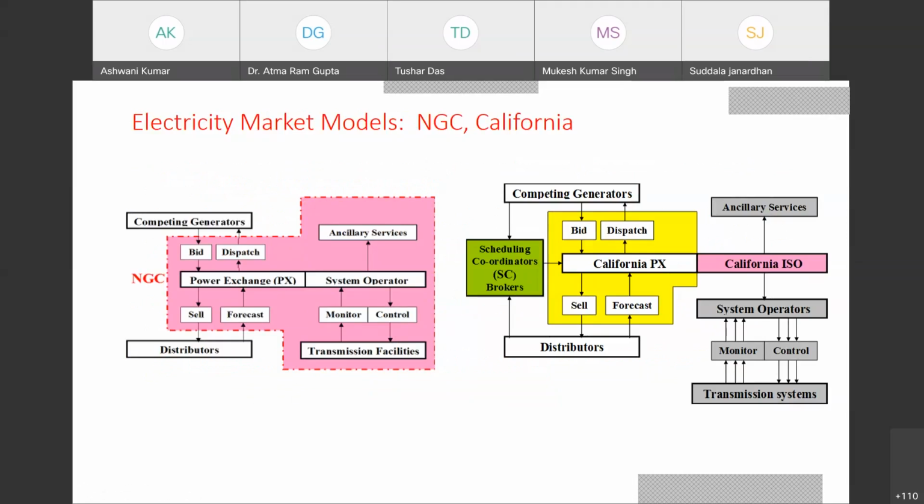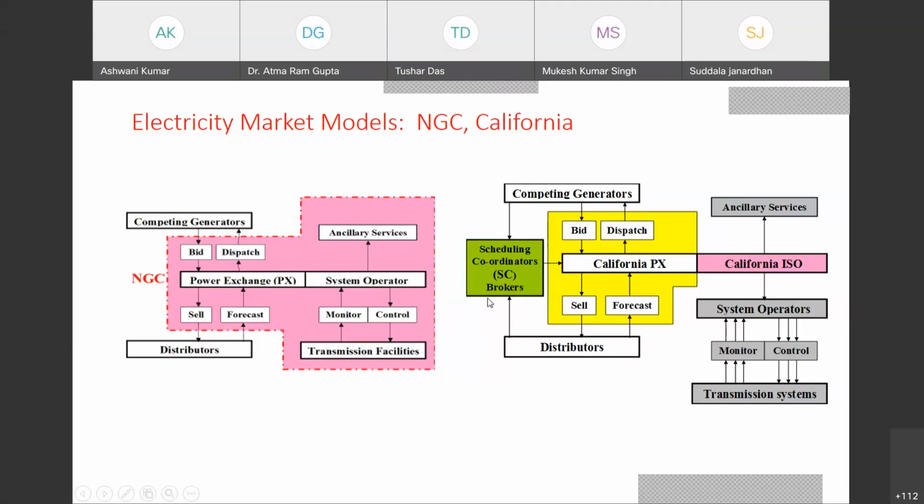This we have already talked about, but here in this model, the power exchange takes care of both pool transactions and bilateral transactions. Pool means transactions maintained between the distributors, DISCOMs, and generating stations through the power exchange. But there can be a transaction directly between the competing generator and DISCOMs. They need not have power exchange involvement for the transaction settlement. This can be done directly between the two entities, competing generators and distributors. We call them scheduling coordinators.